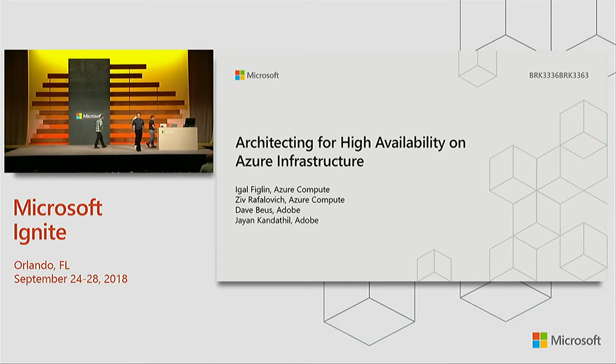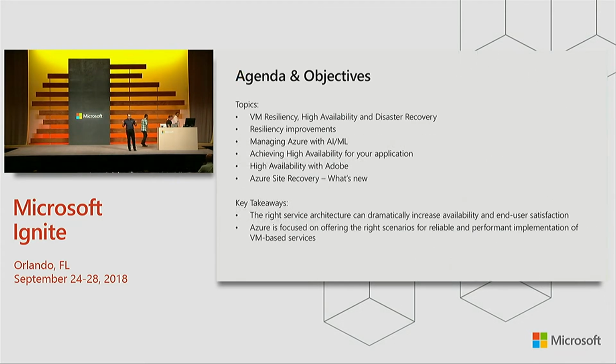So we'll start first by talking about VM resiliency. What does it take to run a single VM with relatively good availability, good experience on Azure? And then we'll talk about the real high availability architectures. We'll talk about what could be done, types of things you could configure. And finally, we will look into Adobe architecture and learn from the best.